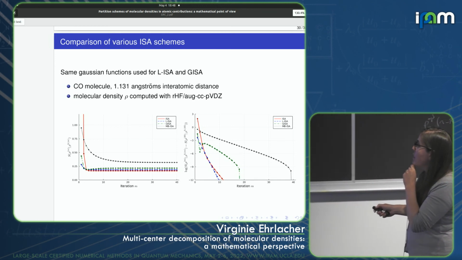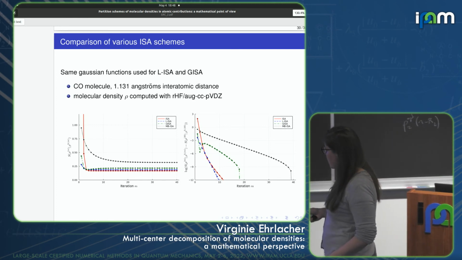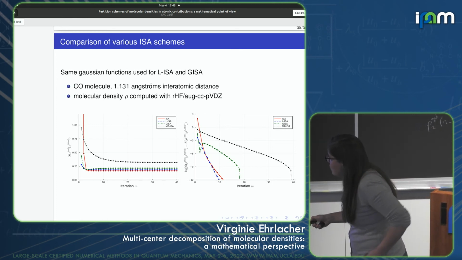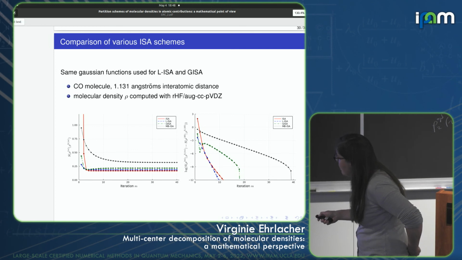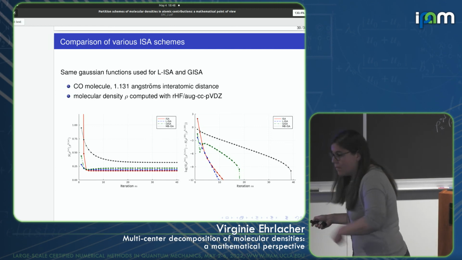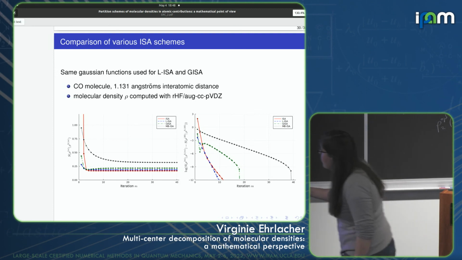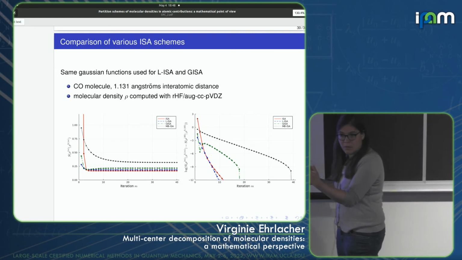And the molecular density was computed with this basis set and the restricted Hartree-Fock. And here are the quantities that it is computing for the four different methods I told you about, as a function of the iteration of the fixed point algorithm: the value of the entropy functional. Okay?